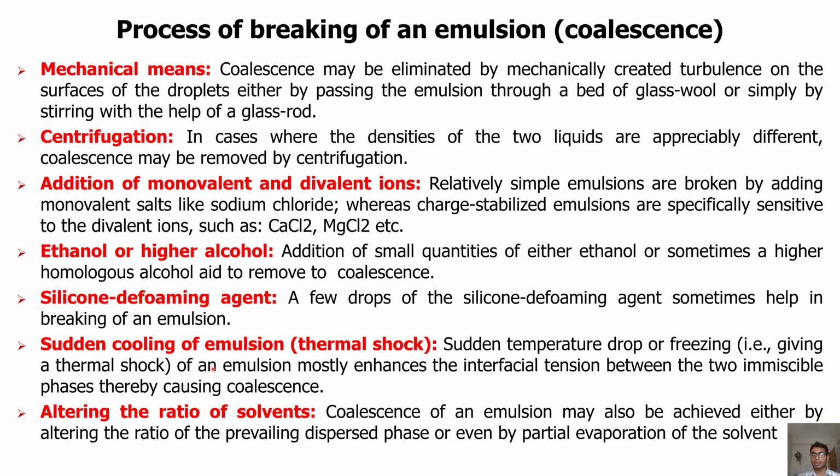Then sudden cooling of emulsion or thermal shock: sudden temperature drop or freezing of an emulsion mostly enhances the interfacial tension between the two immiscible phases, thereby causing coalescence. Lastly, altering the ratio of solvents. Coalescence of an emulsion may also be achieved either by altering the ratio of the prevailing dispersed phase or even by partial evaporation of the solvent.